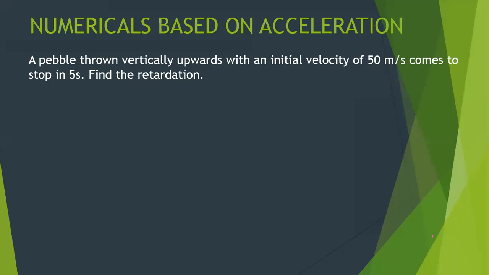Find the retardation. Okay, now when we are going to solve, you have to first write down the given. And whenever you are writing the given, you have to understand what is u and what is v.